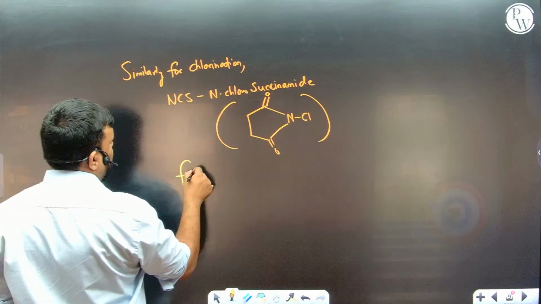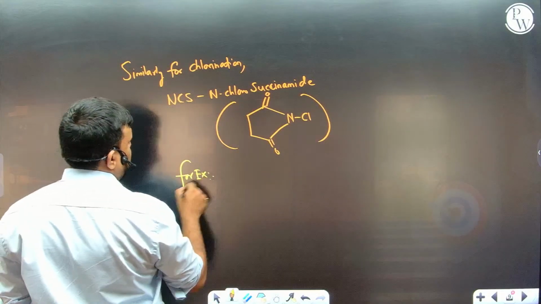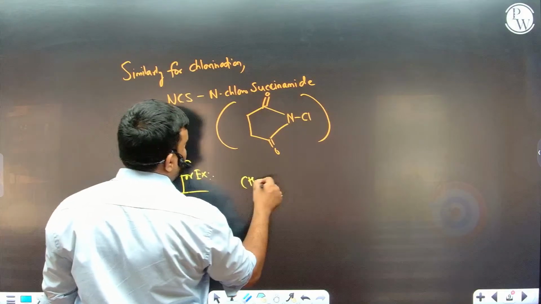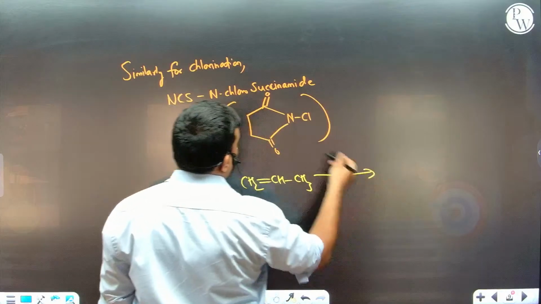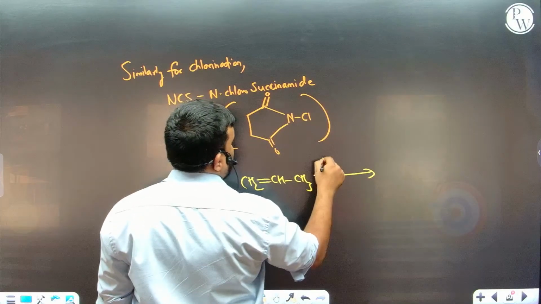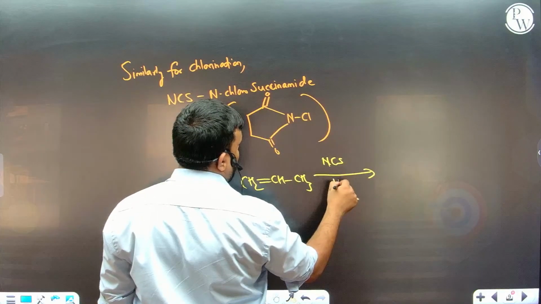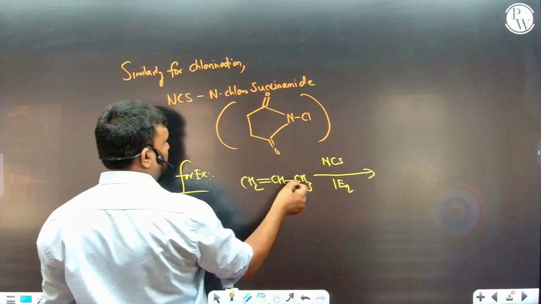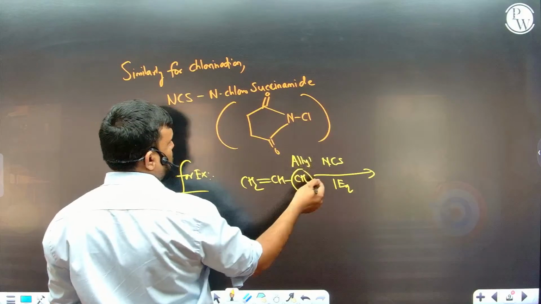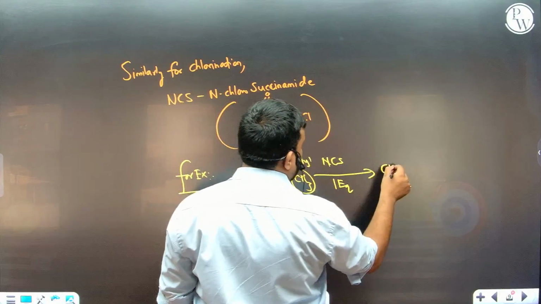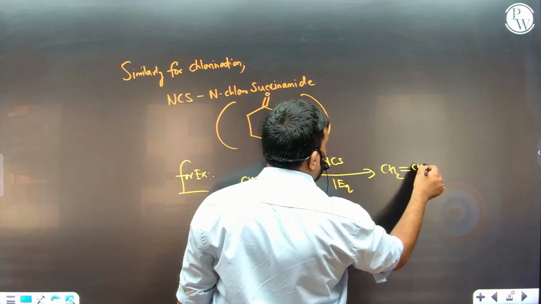For example, similarly beta CH2 double bond CH, CH3, and we are reacting it with NCS, one equivalent. What will happen? This allyl position, this hydrogen will be substituted by the chlorine.